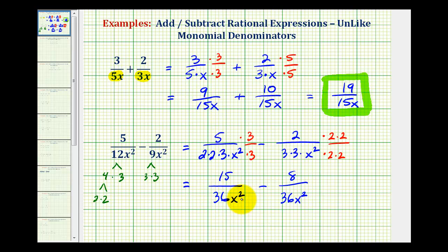Our denominators are now the same, so now we can go ahead and subtract. The denominator stays the same, and the numerator is 15 minus 8, which is 7. And again, we should check to see if this simplifies, but it doesn't, so we're done. Okay, I hope you found these two examples helpful.